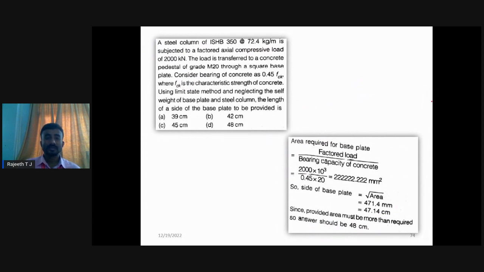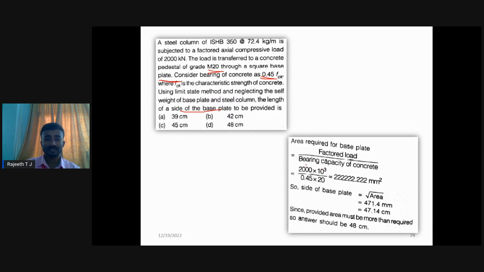Next question here is given like this: the steel column ISHP is subjected to a factored axial compressive force of 2000 kilonewton. So this is a column question, that is a base plate question. So here this is a base plate calculation question. The load is transferred to the concrete pedestal of concrete grade M20 through a square base plate. Consider the bearing capacity of the concrete as 45% of fck. What we need to calculate here, using limit state method and neglecting the self weight of the base plate and the steel column, is the length of the base plate.